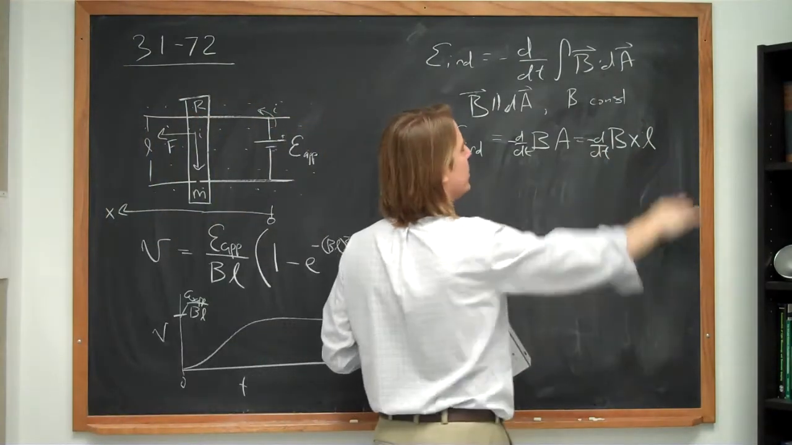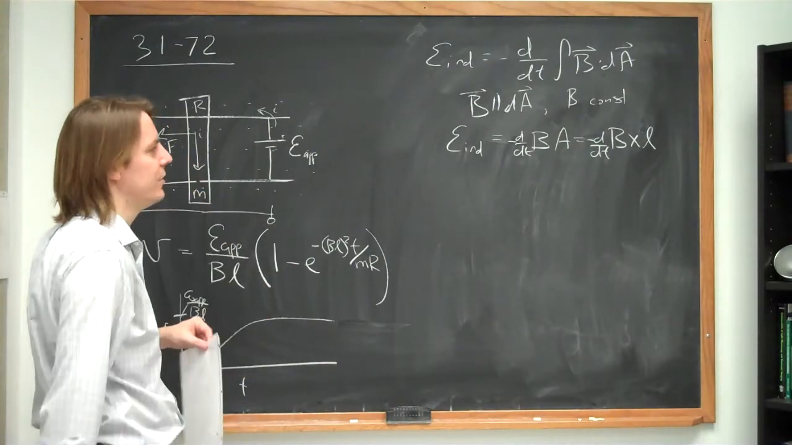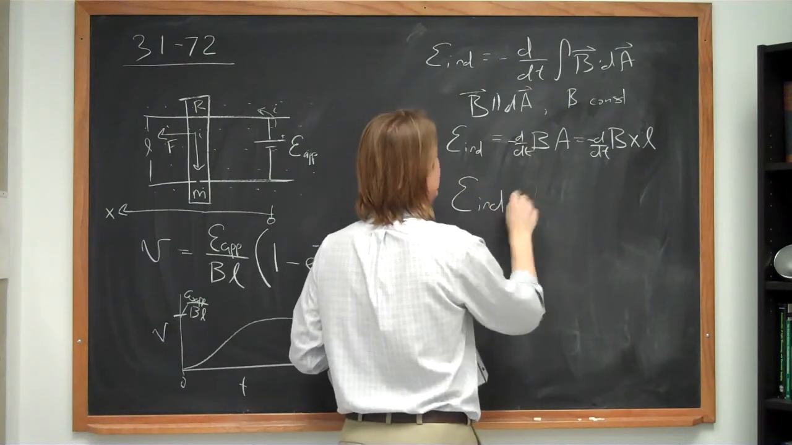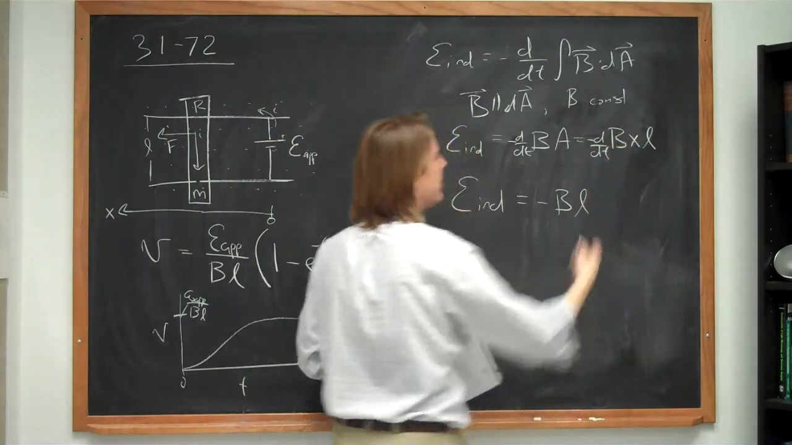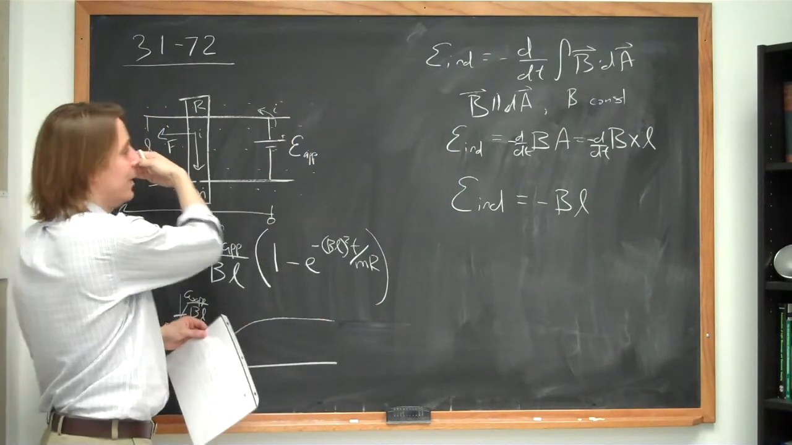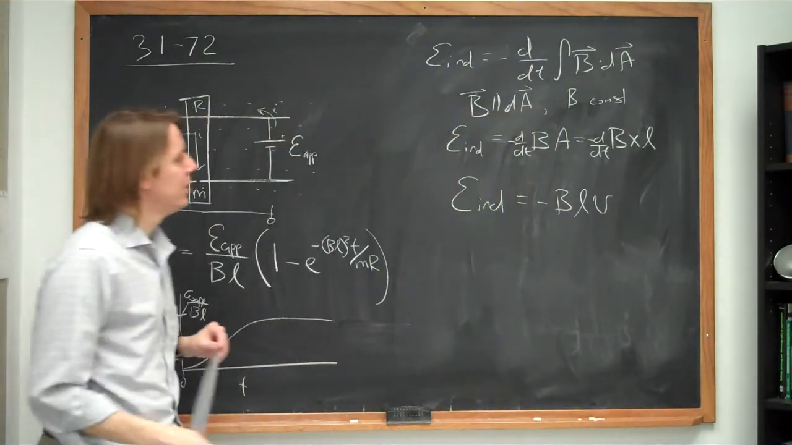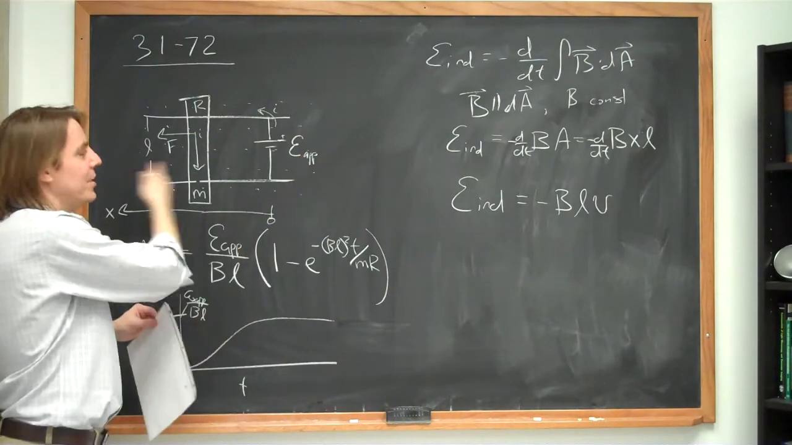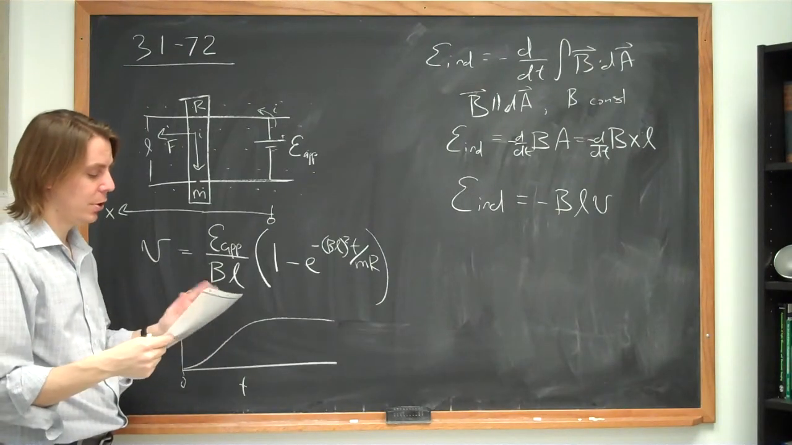Okay, so which one of these three can change? B cannot change. B is a constant. L does not change. L is a constant. Clearly, it's x that changes. So the EMF induced equals minus BL dx/dt. What is dx/dt? That's the velocity. That's what we're looking for. So minus BLv. The induced EMF that's going to cancel the applied EMF depends on how fast it's moving. That's why we get such a complicated result.